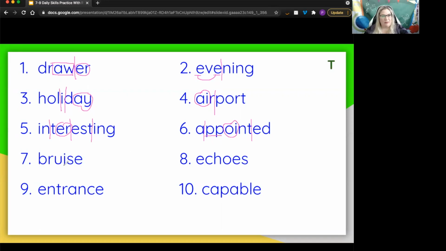All right, in number 7, I see UI. That's an oo sound. And then SE makes a S or a Z sound.